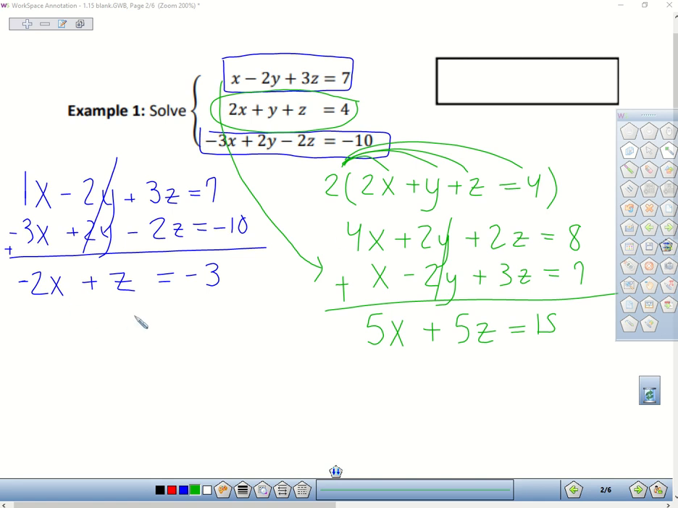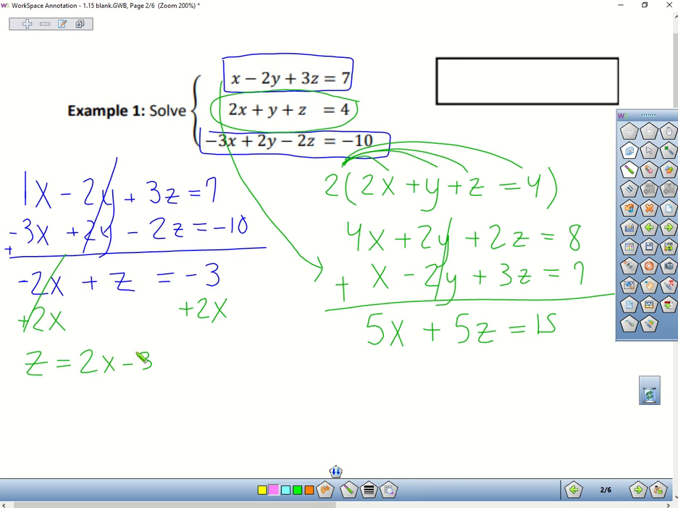Substitution. All right, let's do substitution. In this case, I see that I can get my z by itself pretty easily, right? I can do that by doing what? Add the 2x. Good, I can add the 2x to both sides. And when I do that, I'm left with z is equal to 2x minus 3. Now that I know what z is equal to, I can plug that into my other equation.